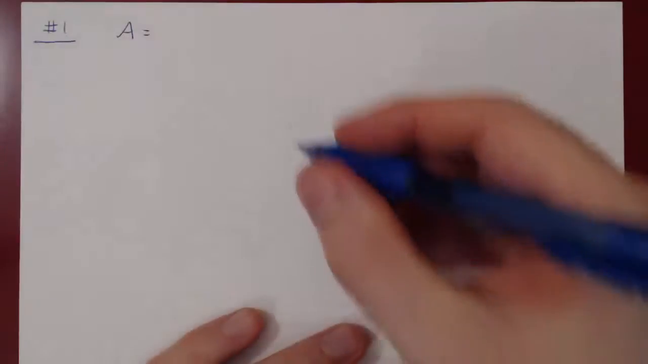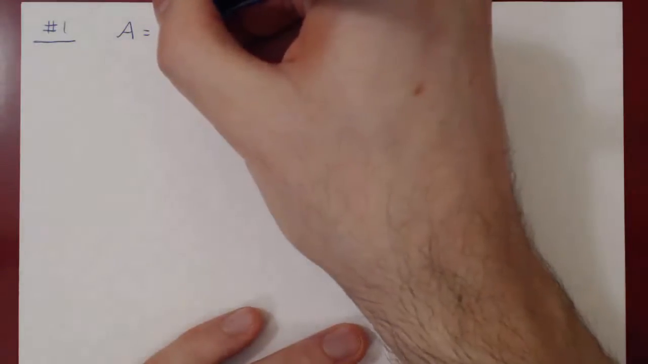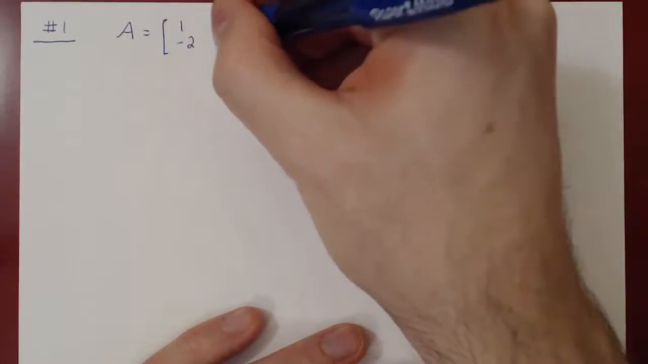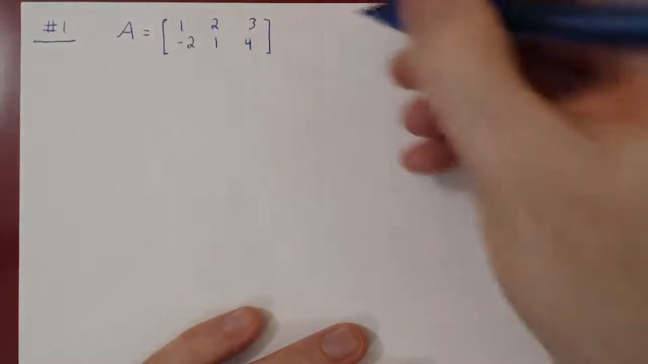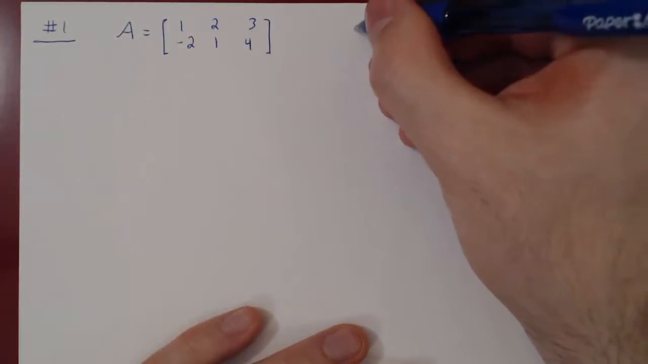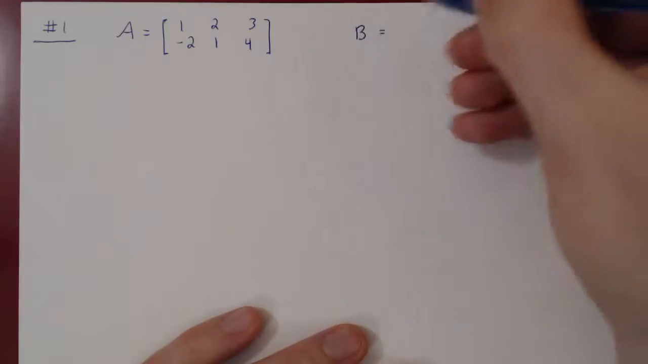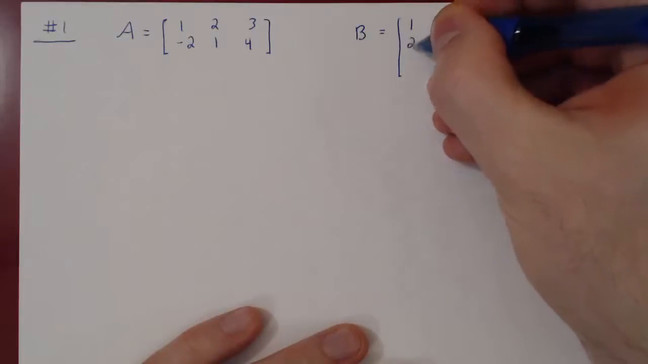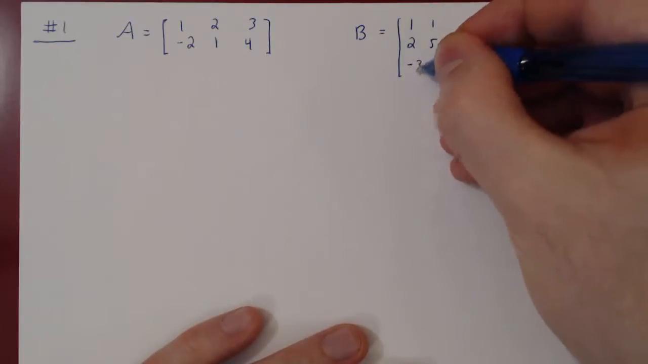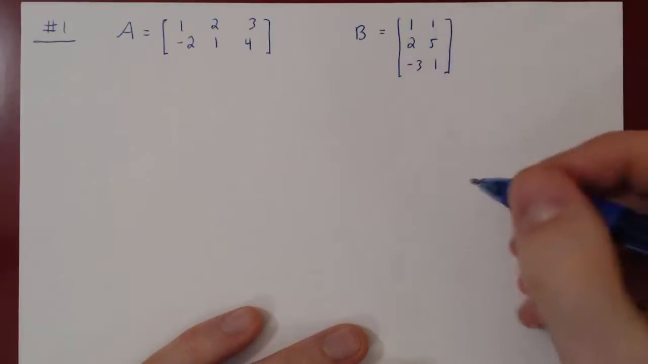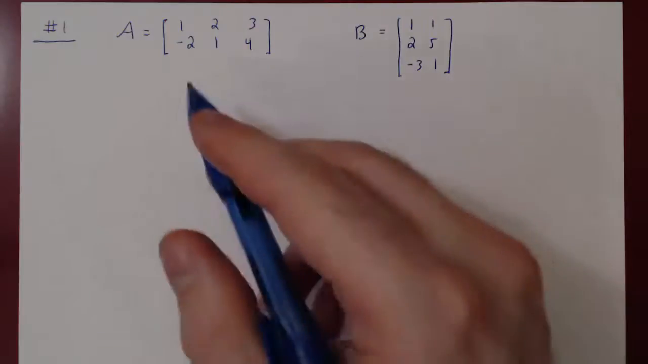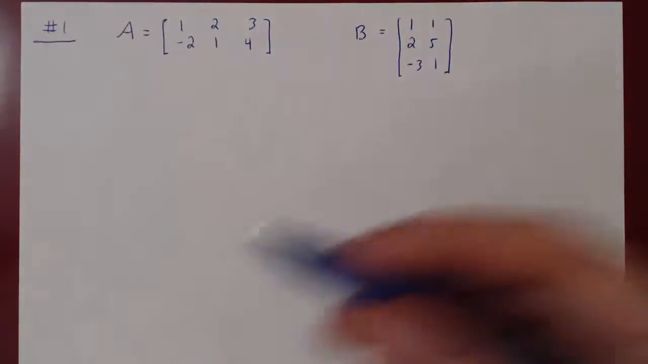let's take A to be, say, a 2 by 3 matrix. So 1, 2, 3, negative 2, 1, 4. And we'll take the matrix B to be, say, 3 by 2. So 1, 1, 2, 5, negative 3, 1. So the first question is, can we multiply A by B? Can we do, or I should say A times B? Let's see.